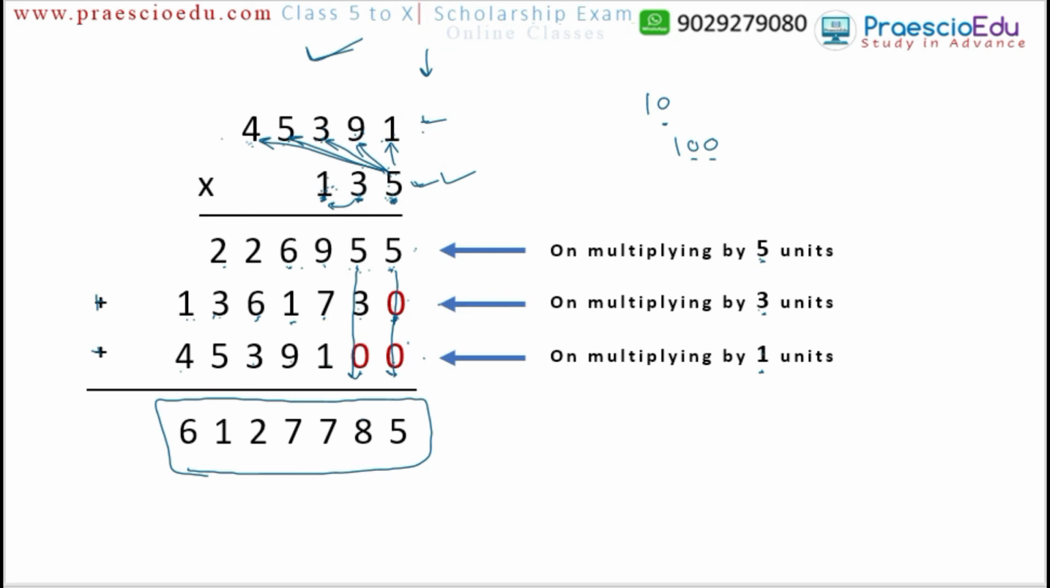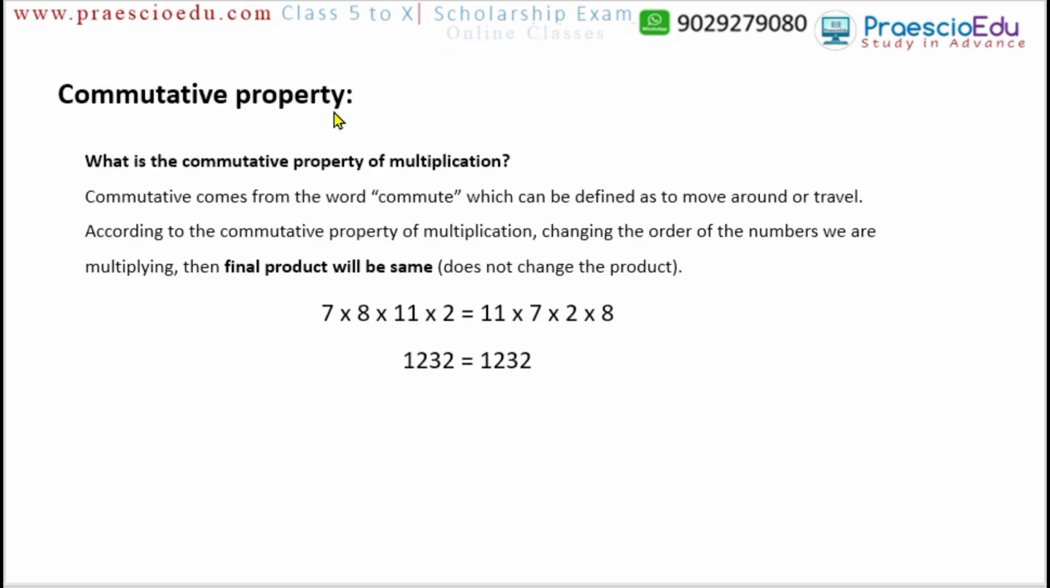Now we are going to see some properties of multiplication. The commutative property is very important. What exactly does commutative mean?